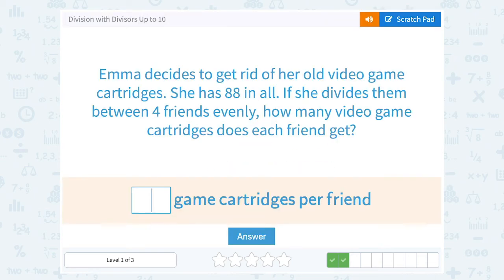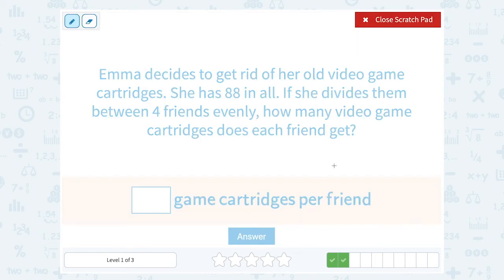Emma decides to get rid of her old video game cartridges. She has 88 in all. If she divides them between 4 friends evenly, how many video game cartridges does each friend get? Okay, if she has 88 total and she's dividing them by 4 friends, we would say 88 divided by 4.